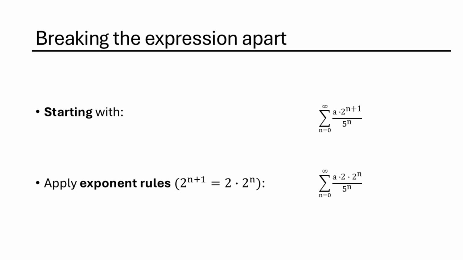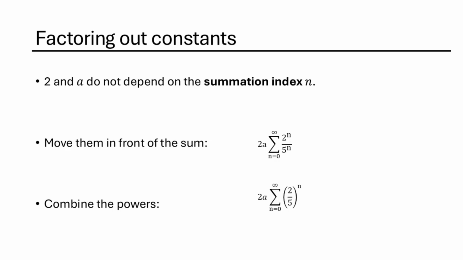We simply have our series. The sum from n equals 0 to infinity of a times 2 to the power of n plus 1 divided by 5 to the power of n. At this stage, we can break this apart and say that this is the same as the sum from n equals 0 to infinity of a times 2 times 2 to the power of n divided by 5 to the power of n. I'll do this step by step to make it clear.